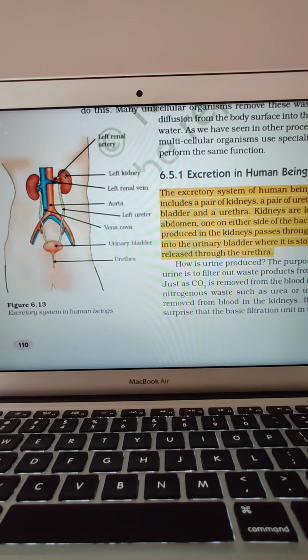I hope you all have understood the functioning and the location of the excretory system, that they are present in the lower abdomen. The kidneys are present in a pair on either side of the body, on either side of the spinal cord or the vertebral column. The two kidneys are attached with two tube-like structures called ureters, which finally open into a muscular bag-like structure called the urinary bladder, and the urinary bladder opens into the urethra. So this is the structure of the excretory system.